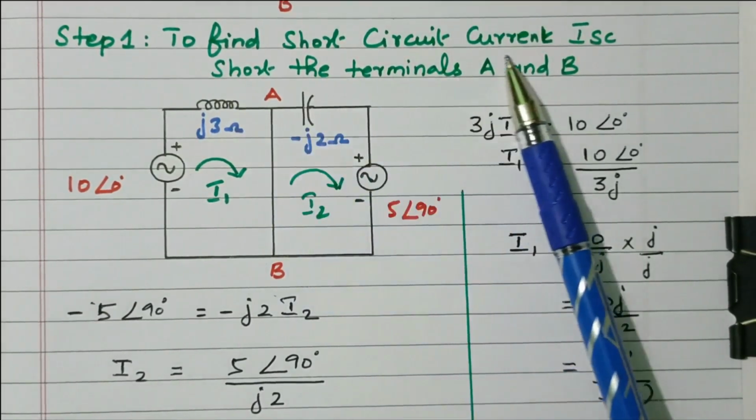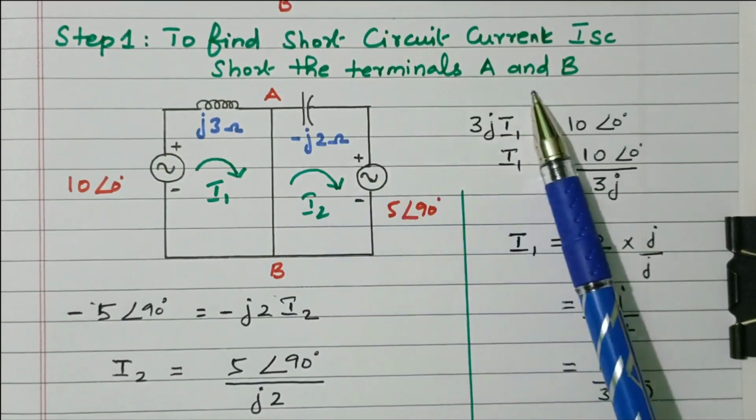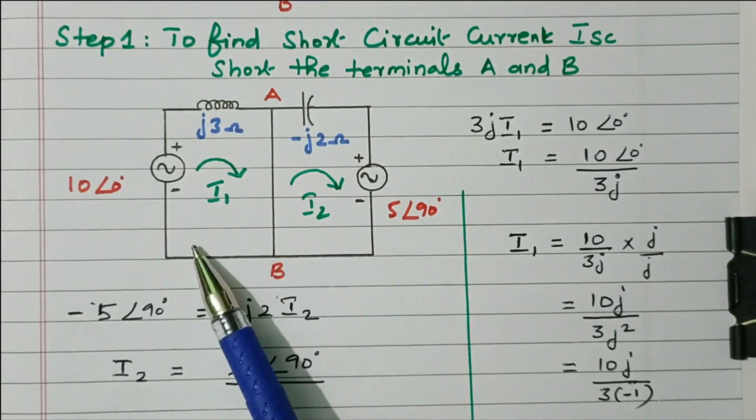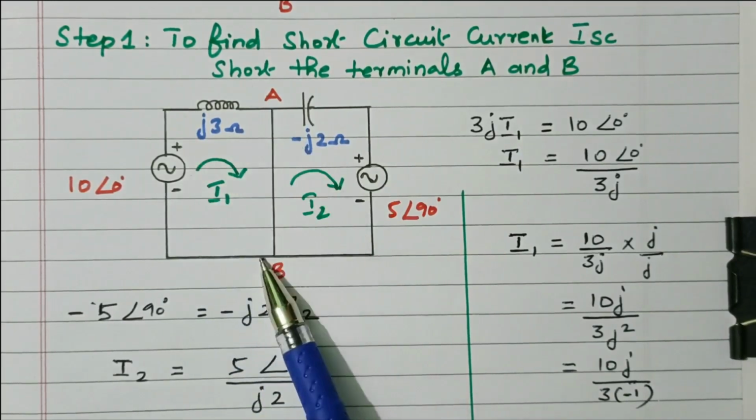To find the short circuit current ISC, short the terminals AB. The terminal AB is short circuited, and the current through it is nothing but ISC. So after short circuit, we need to find the current flowing through this short circuit.